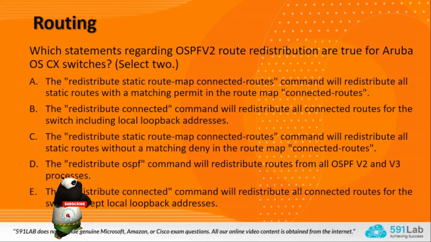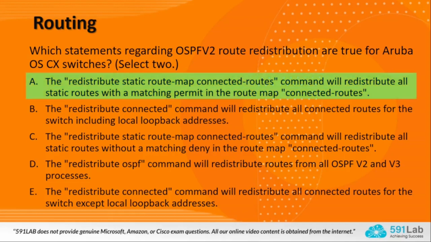Option E, the redistribute connected command will redistribute all connected routes for the switch except local loopback addresses. Yes, it will redistribute all connected routes except local loopback. As you saw earlier, there is a different command specifically for local loopback redistribution. This is correct. So the correct answers are option A and E.